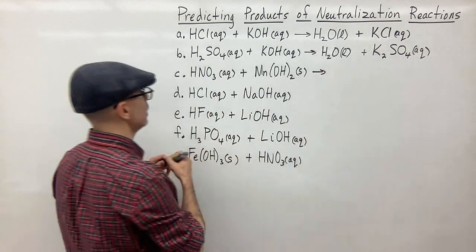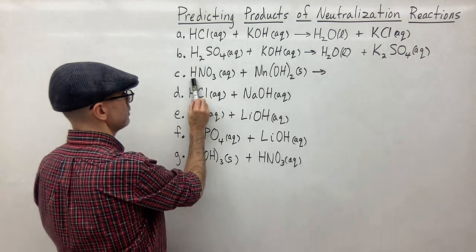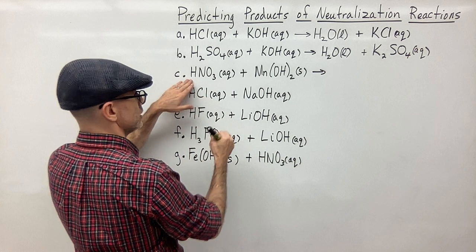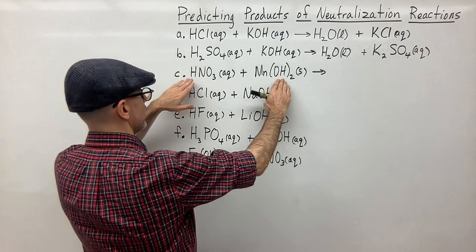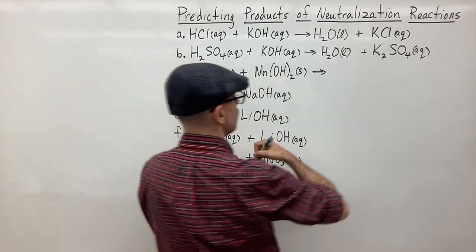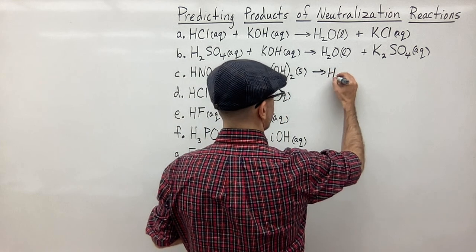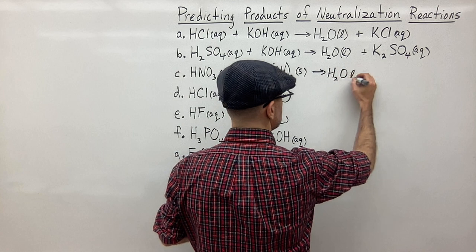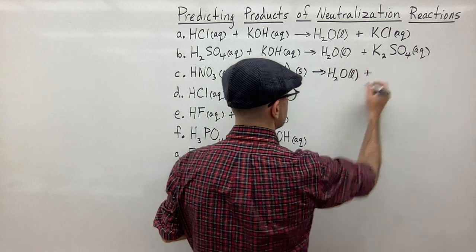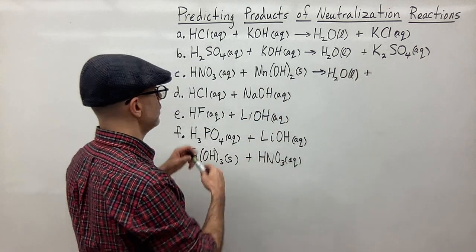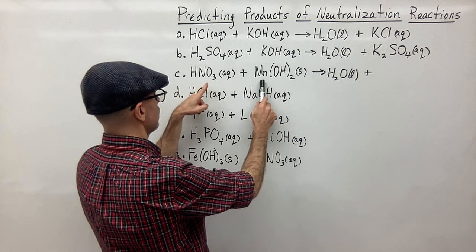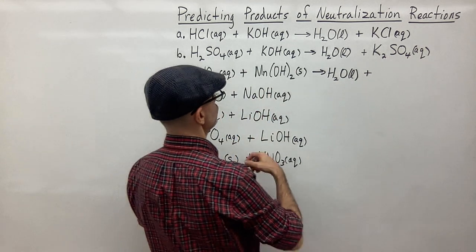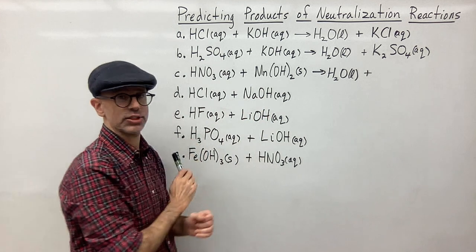So again, we're going to take the outside ions, so the hydroxide and the hydrogen together to form water again. So H2O liquid plus, now we take the two ions here, we have manganese and nitrate. So here we have a +2 charge on the manganese.